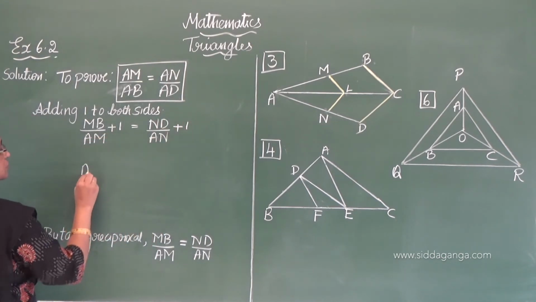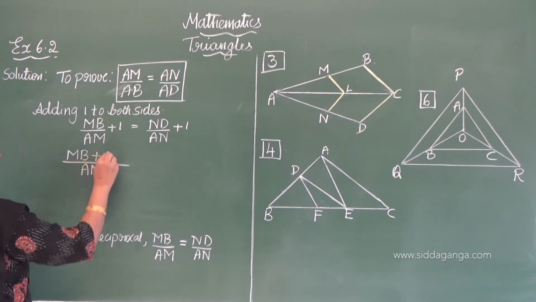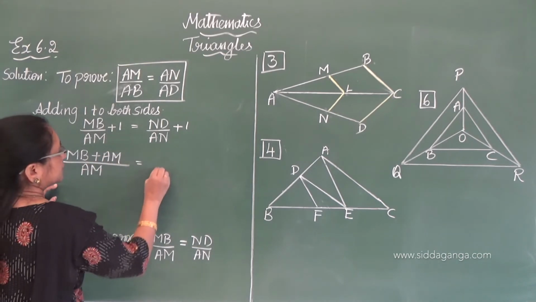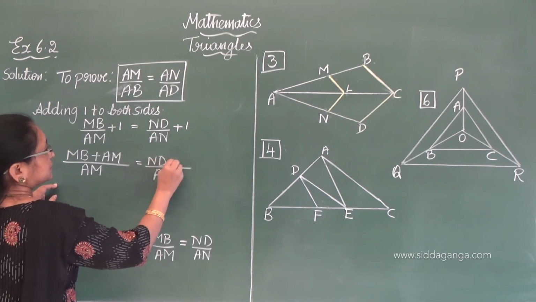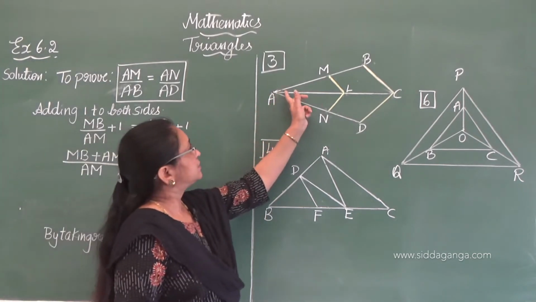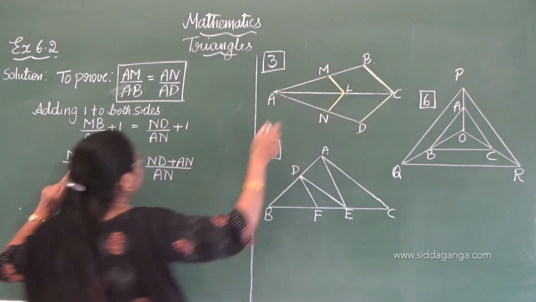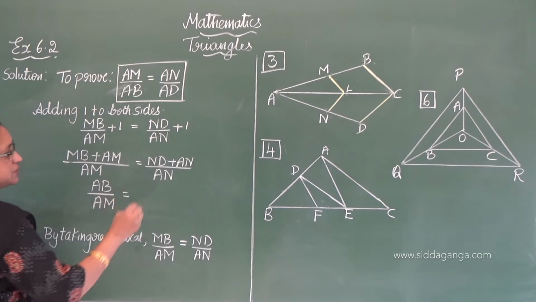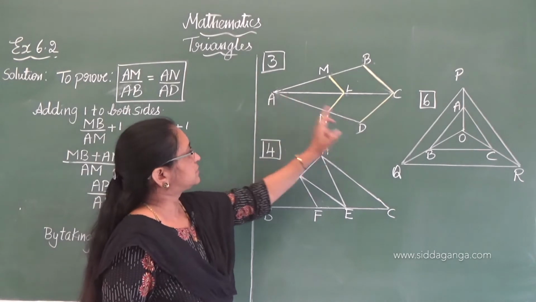Now you know you have to take the LCM. So MB plus AM is equal to, again AN is the LCM, ND plus AN. Now just observe the figure here. MB plus AM will be equal to AB, so AB by AM is equal to, and ND plus AN will be equal to AD.